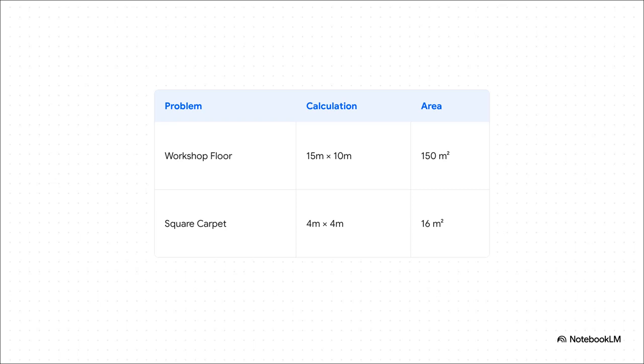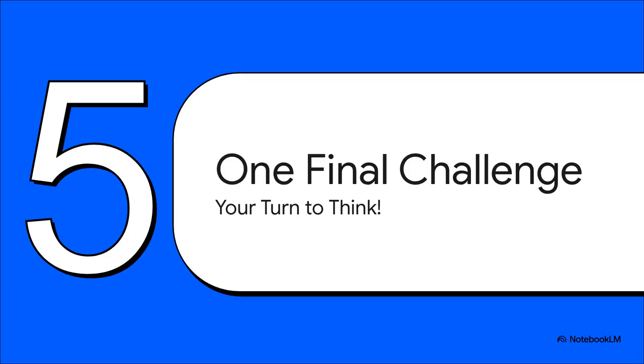Let's look at these practical examples, right? To find the floor space of a workshop that's 15 meters long and 10 meters wide, we just multiply them. 15 times 10 gives us 150 square meters. And what about a square carpet with sides of 4 meters? Easy. 4 times 4 is 16 square meters. See? Simple and incredibly useful. All right, you've seen how it works. You're pretty much an expert now.